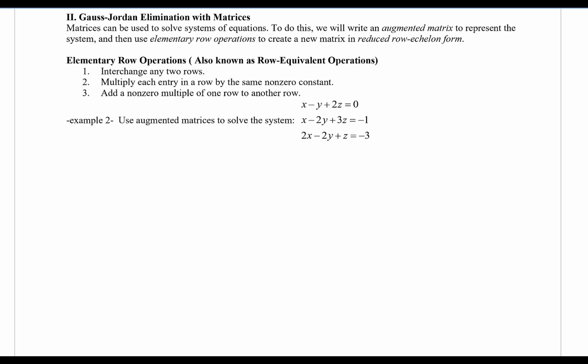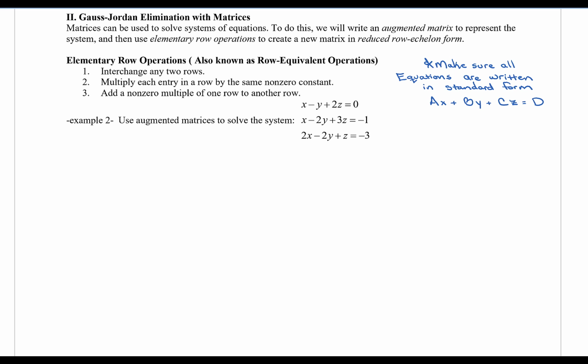Example 2. Use augmented matrices to solve the system. We have 3 equations with 3 unknowns. We have the first equation, x minus y plus 2z equals 0. Second equation, x minus 2y plus 3z equals -1. Third equation, 2x minus 2y plus z equals -3. The first step is to make sure that all of your equations are written in standard form. That is, that they are written as ax plus by plus cz equals d.